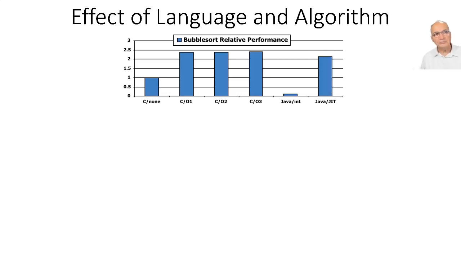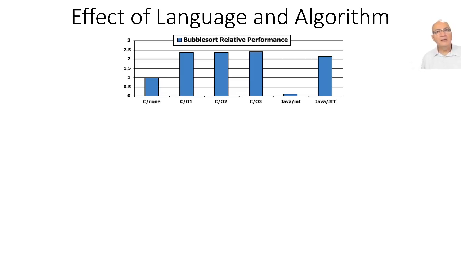So if I use just-in-time compilation in Java, I end up getting most of my performance back. It's almost as good as my C optimized version.